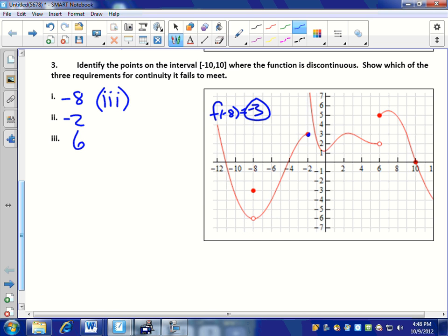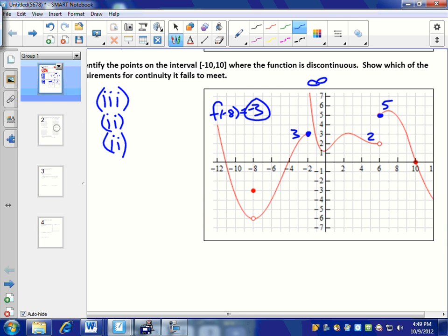At -2, you can see that you get an output right there. But the limit is positive infinity on that side. It's 3 over here. So the limit does not exist. It fails because of requirement 2. 6, if you punch in 6, you do get a value. But the limit is 2 over here, whereas it's 5 over here. So the limit does not exist. You watch Mean Girls, you know calculus.